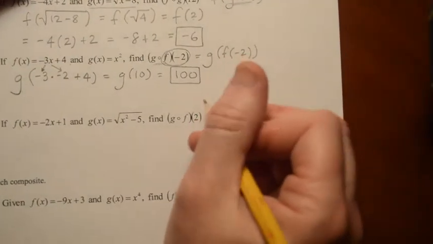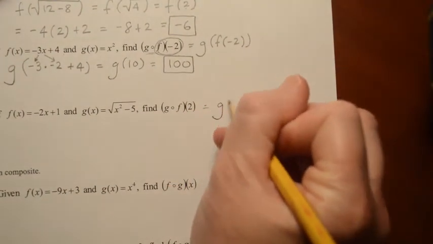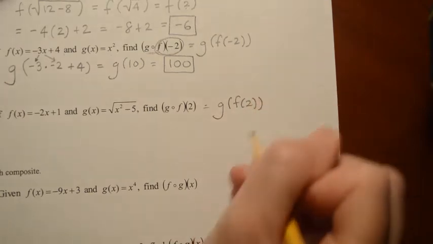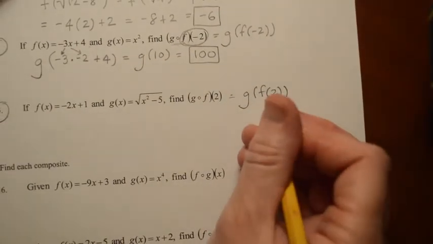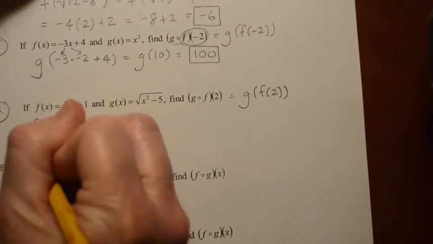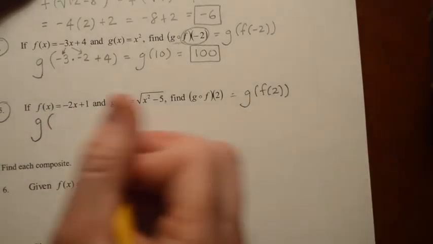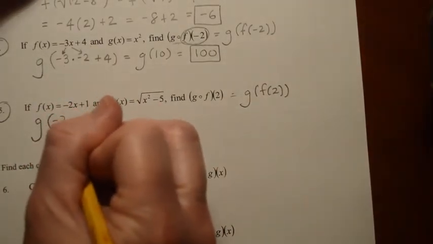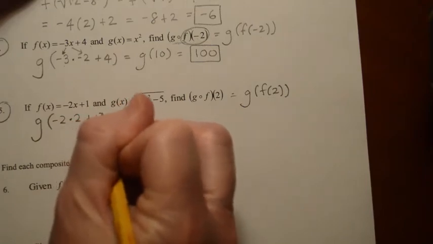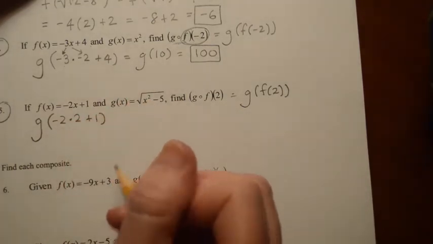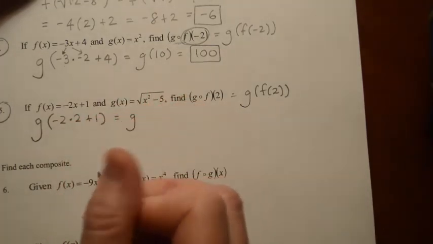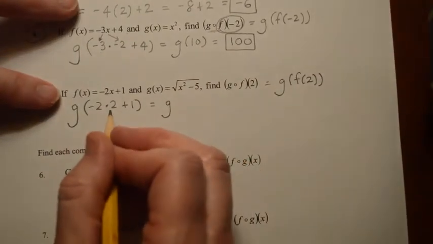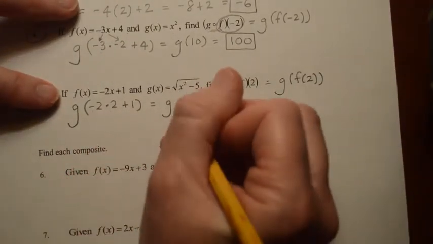All right, same thing here. This was g of f of 2. So we're going to do f of 2 all the while. g is waiting patiently. So f of 2 says to do negative 2 times 2 plus 1. So negative 2 times 2 is negative 4, plus 1 is negative 3.